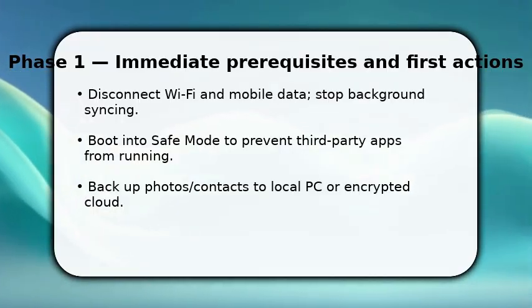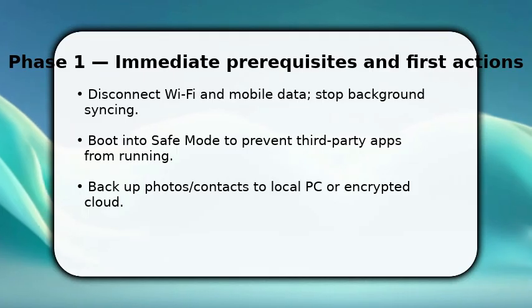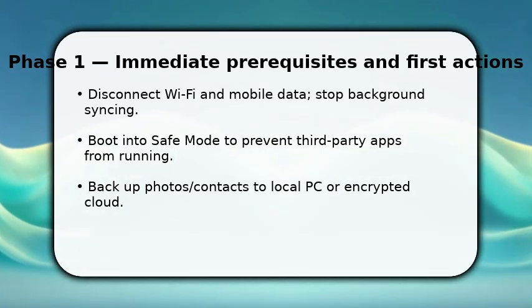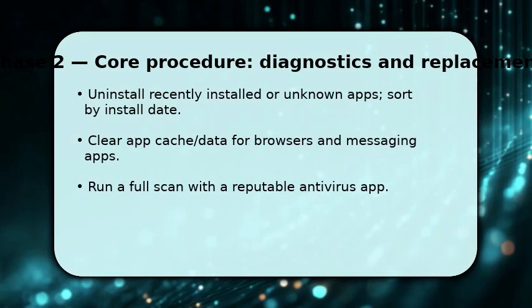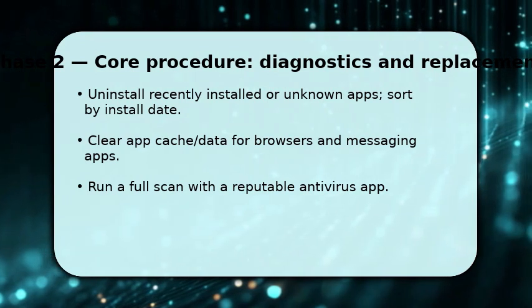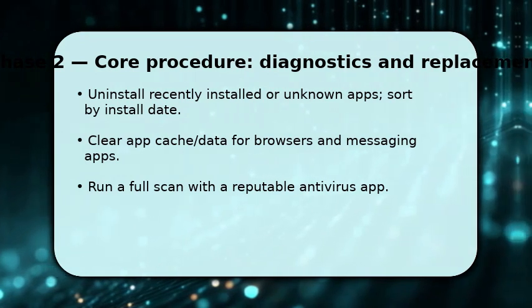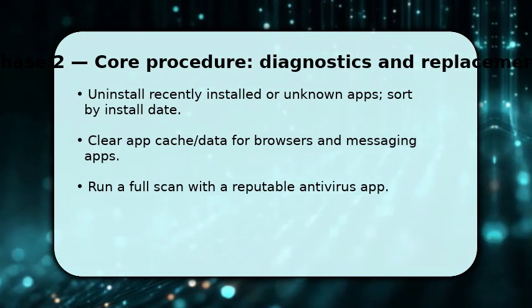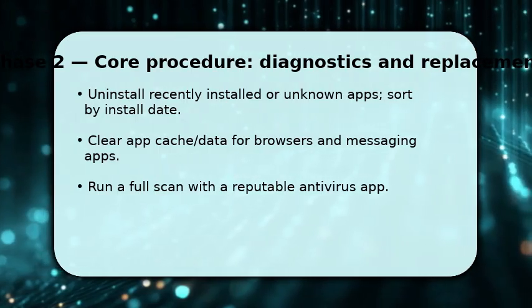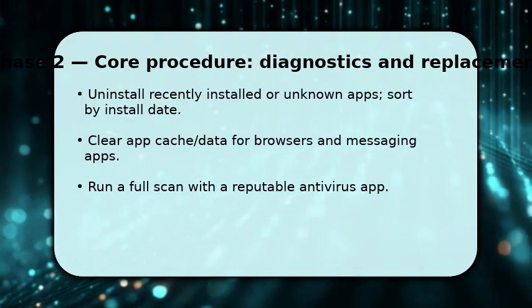Don't sync apps. Once done, check storage and battery health to confirm the phone can complete scans and removals without interruption. You now focus on the likely infection vectors. Open settings and sort apps by install date, then uninstall any unfamiliar or recently added apps. After that, clear cache and data for browsers and messaging apps to remove injected scripts or stored payloads.